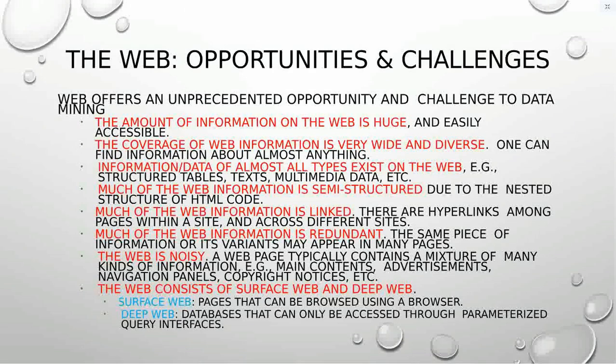The web is noisy. A web page typically contains a mixture of many kinds of information, such as contents, advertisement, navigation panels, and copyright notices. The web consists of the surface web and the deep web. The surface web: these are pages that can be browsed using a browser. The deep web: these are databases that can only be accessed through parameterized query interfaces.